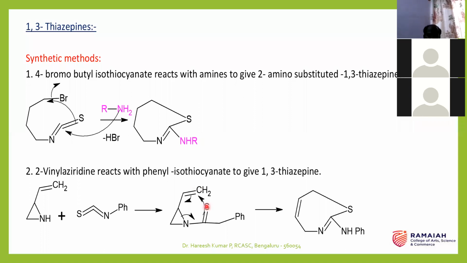Yes, in general you can call it a 3,3 sigmatropic rearrangement. What will happen? This bond pair is coming over here, and there will be a new bond formation with this carbon, and this bond pair is coming over. That is how 1,3-thiazepine is obtained. So with this, I will go to the next slide.